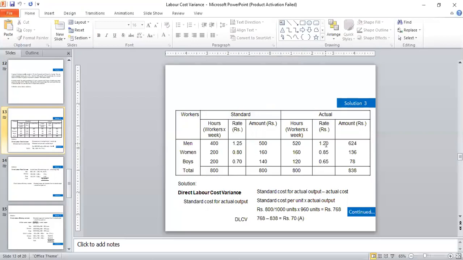And the rate rupees 1.20 for men, rupees 0.85 for women, and rupees 0.65 for boys. Total cost for men is rupees 624, for women 136 rupees, and for boys 78 rupees. Total mix of cost is 838 and hours 800. Now we are going to calculate the various variances.